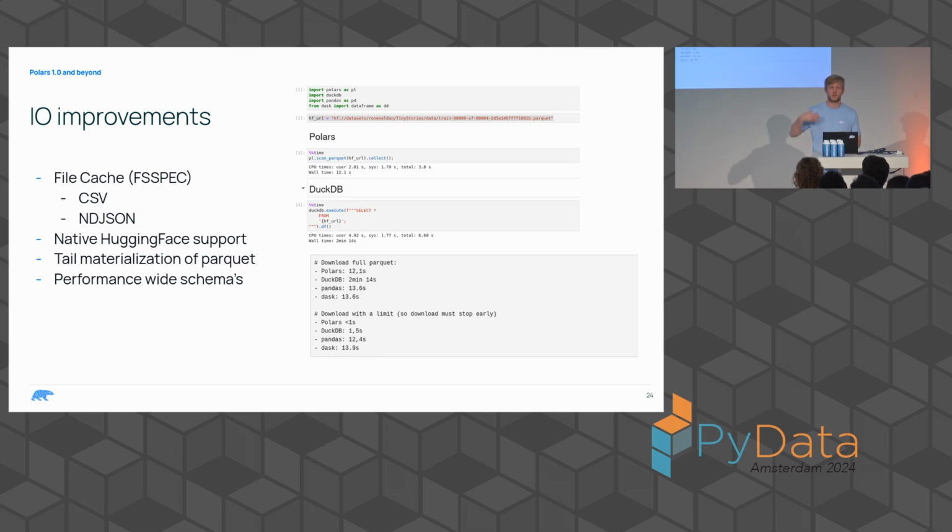But it's wasteful to first download a Parquet file, and then the next query you access it again, and we need to download it again. So we now cache the CSV and the NDJSON files. We have native Hugging Face support.